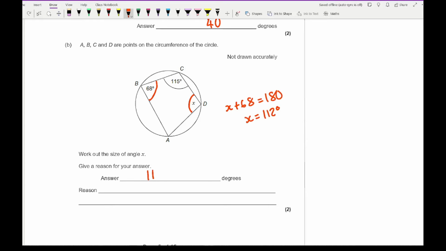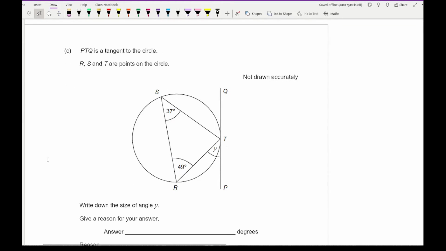So here we've got 112, and our reason, well, let's just make sure that degree doesn't look like 1,000. So let's go. Cool. There we go. And the reason for it is opposite angles in a quadrilateral add up to 180 degrees. Then moving on to question C.